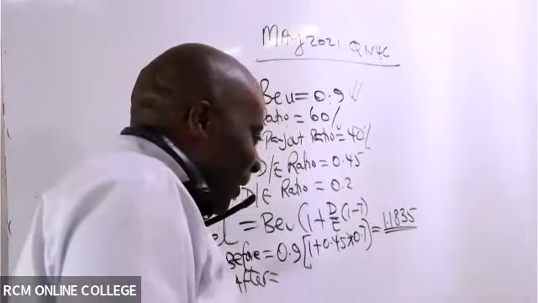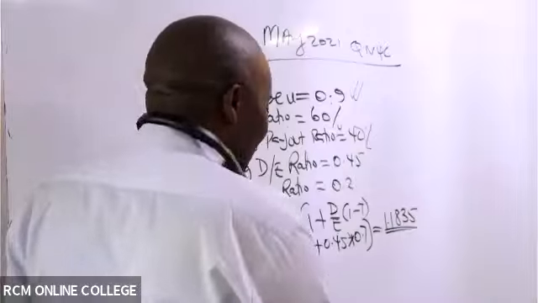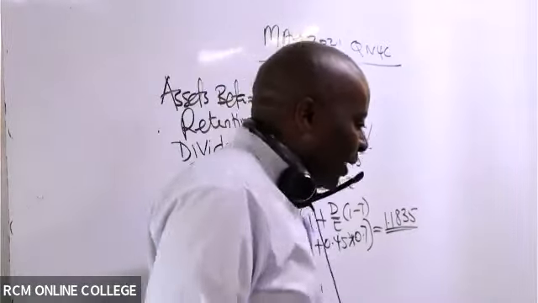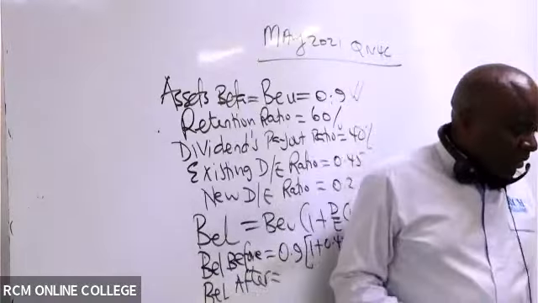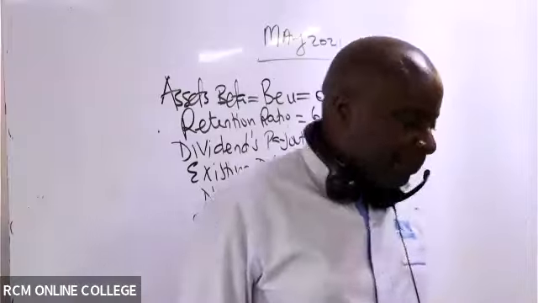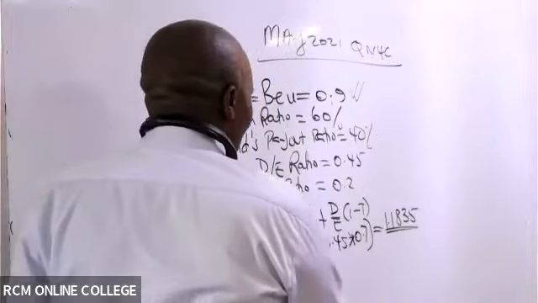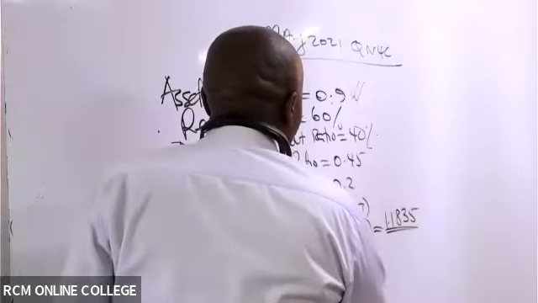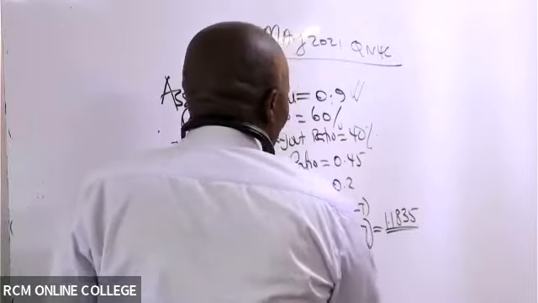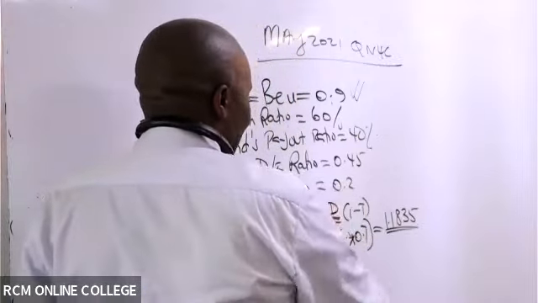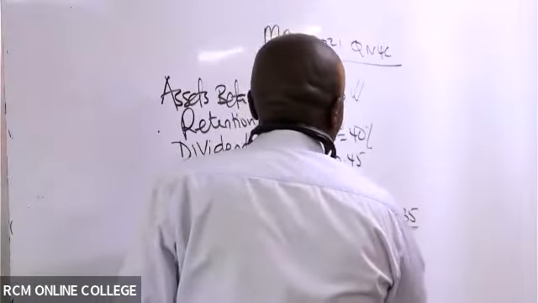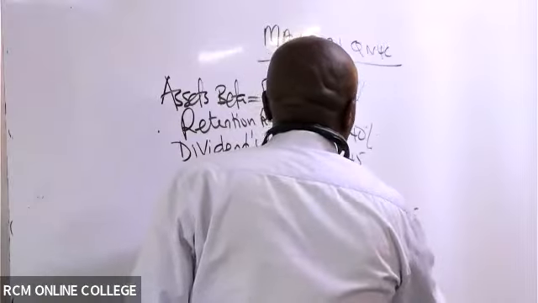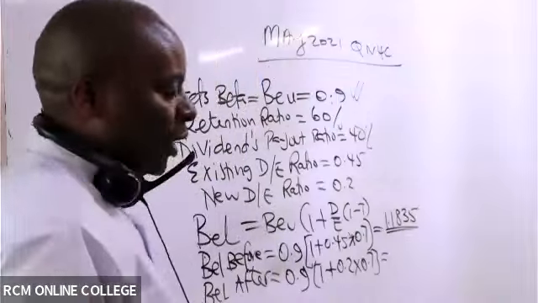So you see BEL after. I have this 0.9 will remain, isn't it? Into 1 plus the after debt to equity, the new one, which is 0.2 times the 0.7. So then at the end of the day, what figures are we able to get?